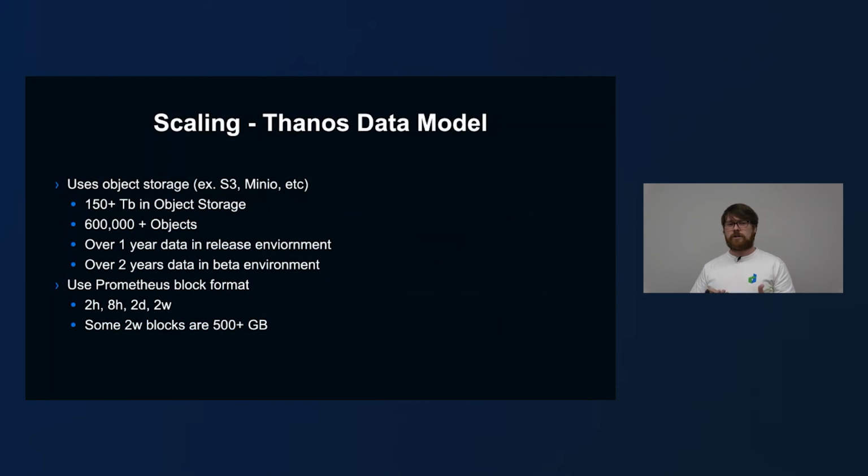And so Thanos internally uses a data model where it uses object storage to hold your long-term data. And in our case, we're currently storing about 150 terabytes in object storage right now. And we're storing about 600,000 objects. So quite a lot of objects and quite a lot of data. And right now we have about a year's worth of data in our release environment, but actually almost 2 years in our beta environment. And we're trying to continuously work and optimize this to, as much as possible, keep data forever.